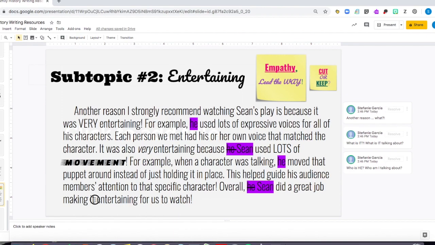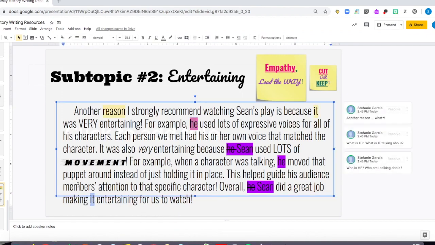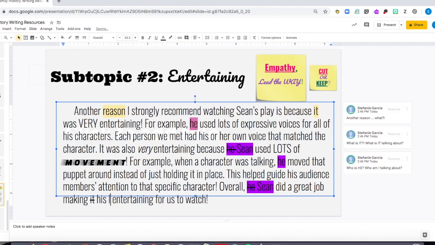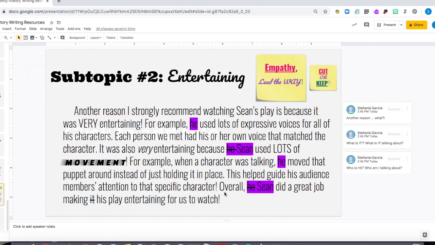The only thing I'm going to do is replace "it" with the words "his play." I'm going to reread that sentence to make sure it makes sense. Overall, Sean did a great job making his play entertaining for us to watch.